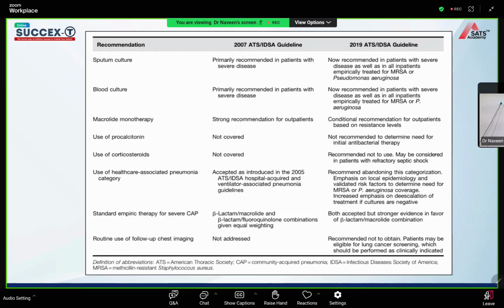That's why this term has been abandoned, and the use of MDR empirical antibiotics in this kind of patients has been discouraged. As well as the standard empirical antibiotic therapy for severe CAP, which I will be discussing in detail in coming slides, and the use of follow-up chest imaging. If the patient improves clinically, there is no role for chest imaging to confirm it. It is indicated only when the patient fits the eligibility criteria for lung cancer screening.